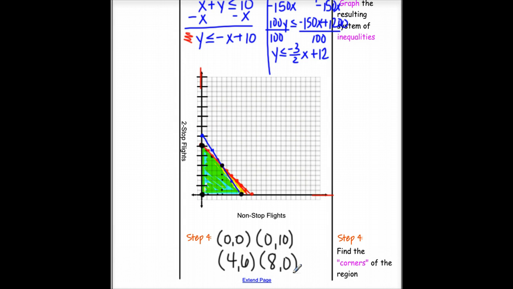So now that I have my 4 corners, in the next video we're going to write our equation, and then we're going to maximize our equation to get our final solution.